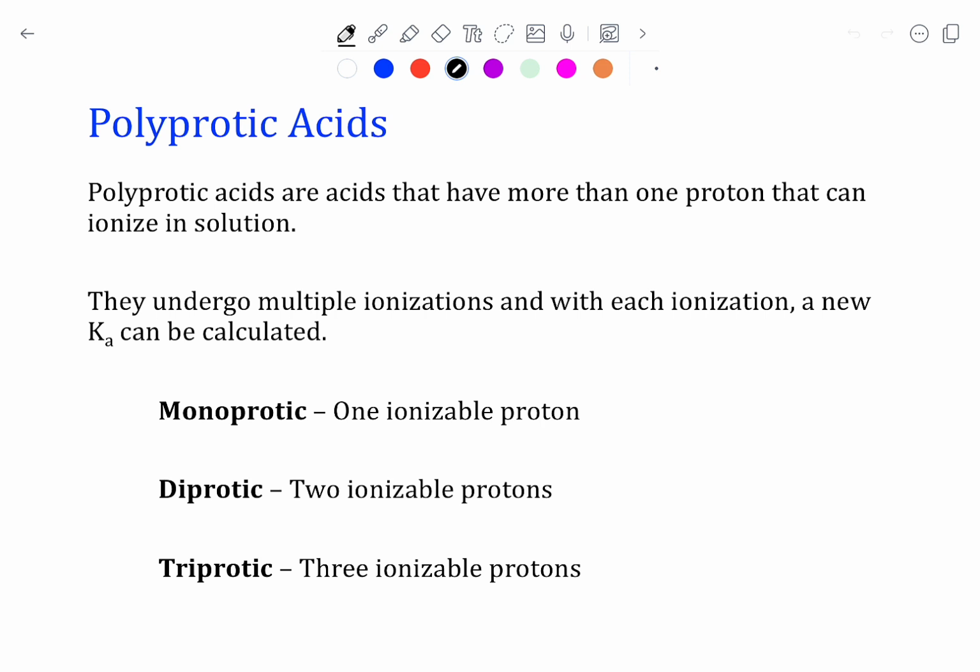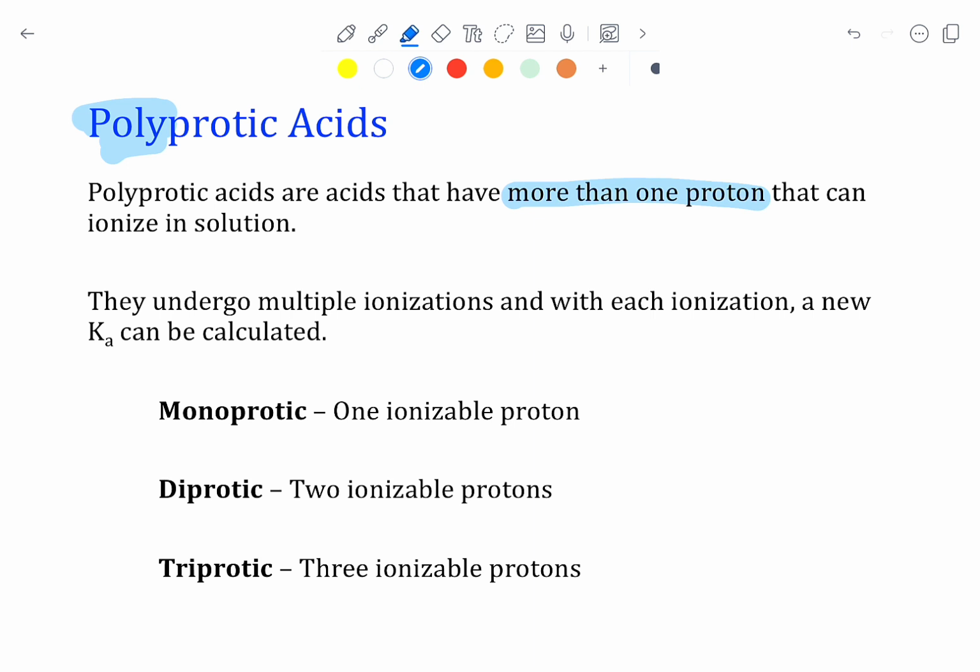Now, polyprotic acids are acids that have more than one proton that can ionize in solution. Poly means multiple, so they undergo multiple ionizations, and with each new ionization, a new Ka can be calculated or determined. If you look in Appendix 4 of your textbook, there are some acids in there that have multiple Kas. They have a Ka1, a Ka2, some even have a Ka3 because they can do multiple ionizations.